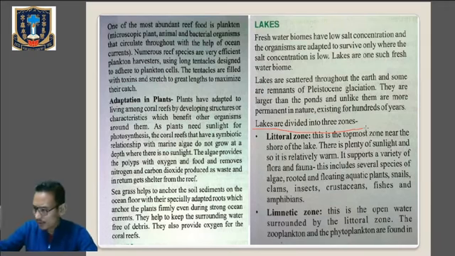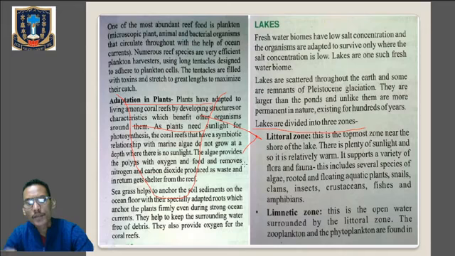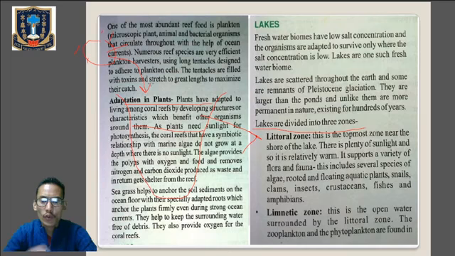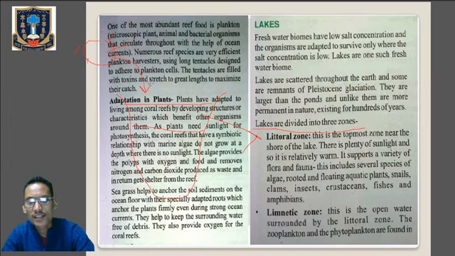When we consider a lake, suppose this is the lake. This topmost part of the lake is called the littoral zone, where there is plenty of sunlight. Suppose the sun is over here, so this zone can directly get the sunlight, and it is relatively warm. It supports a variety of flora and fauna, including several species of algae, rooted and floating aquatic plants, snails, clams, insects, crustaceans, fishes, and amphibians. It is getting plenty of sunlight.